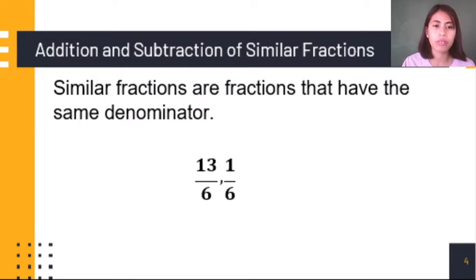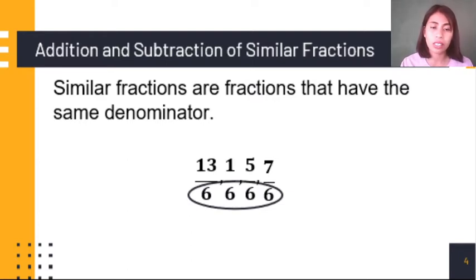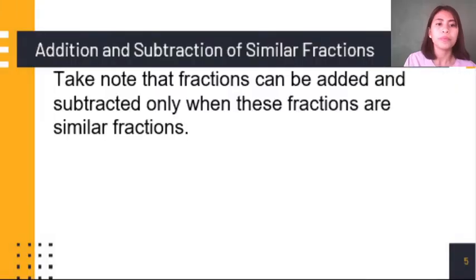We have 13 over 6, 1 over 6, 5 over 6, 7 over 6. So our numerators are 13, 1, 5, and 7. For the denominator, we have 6. So 13 over 6, 1 over 6, 5 over 6, 7 over 6 are what we call similar fractions. Take note that fractions can be added and subtracted only when these fractions are similar fractions.